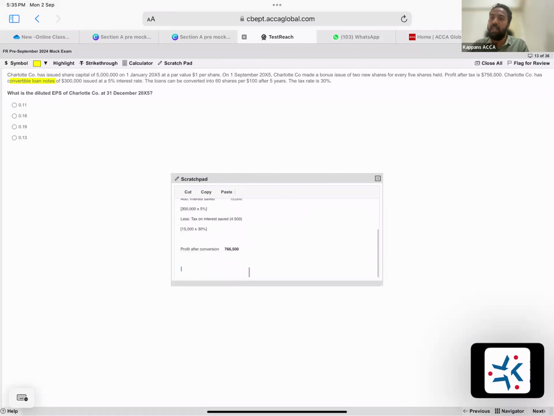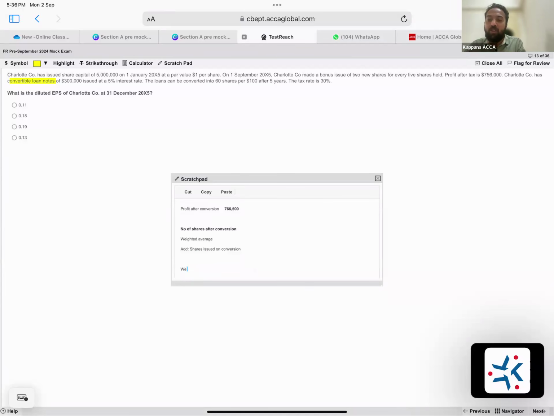Now we have to calculate number of shares after conversion. So number of shares after conversion, you can either start with opening shares, or if there is a share issue during the year, it should be based on the weighted average number of shares. So here there was a share issue, which is bonus share. So share issue during the year. So weighted average plus add shares issued on conversion of loan note.